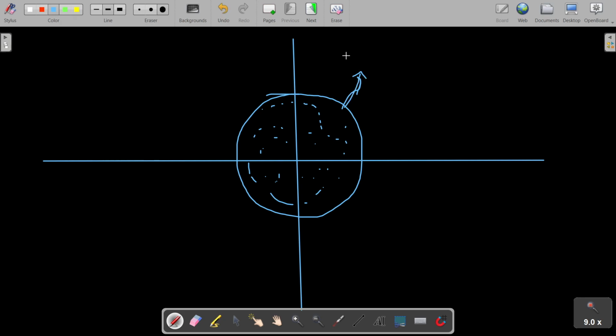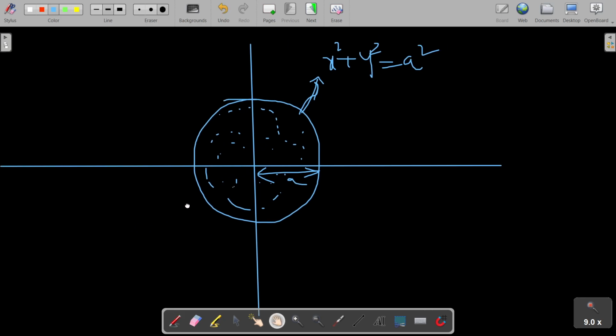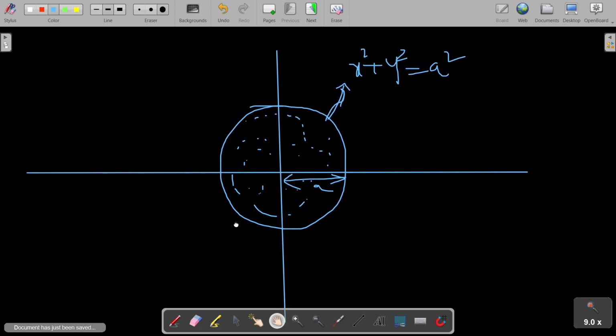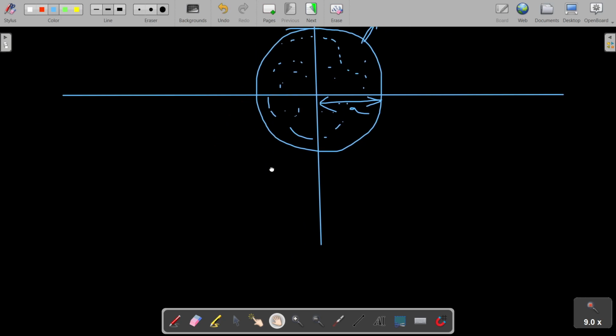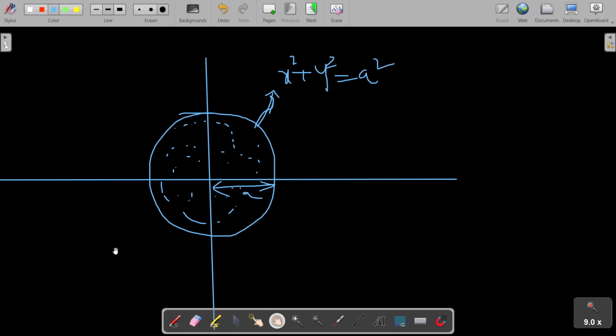So what is the locus equation of this circle? We know that the circle equation is x squared plus y squared is equal to a squared, where a is the radius of this circle. So this is the locus equation of this infinite number of points that represents a circle. This is basically what locus means: the equation that represents the infinite points that are associated with that equation.